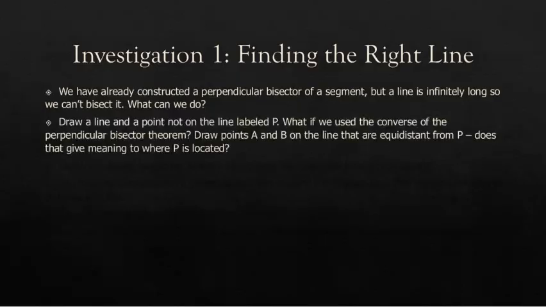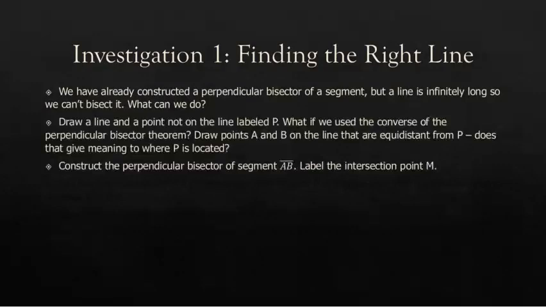So we're going to draw a line and a point not on the line and label it P. What if we use the converse of the perpendicular bisector theorem? So draw points A and B on the line that are equidistant from P. Does that give a meaning to where P is located? It should be on the perpendicular bisector. So now construct the perpendicular bisector of segment AB, and point P should be on it. Label the intersection that you make point M.